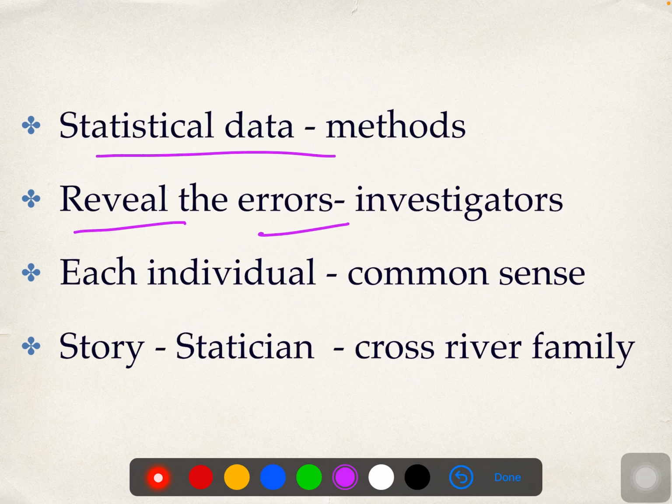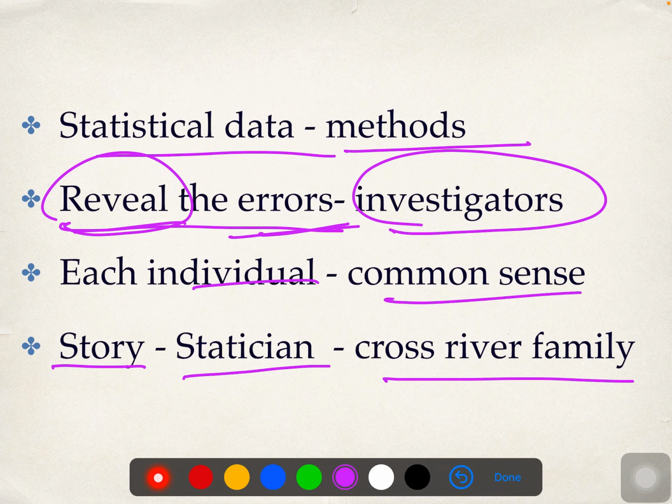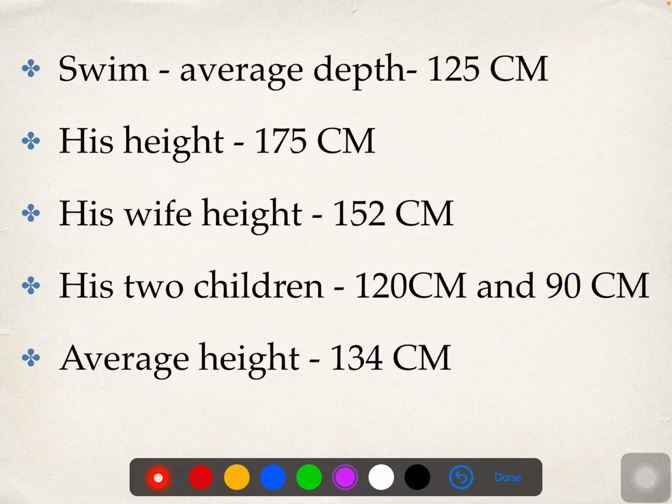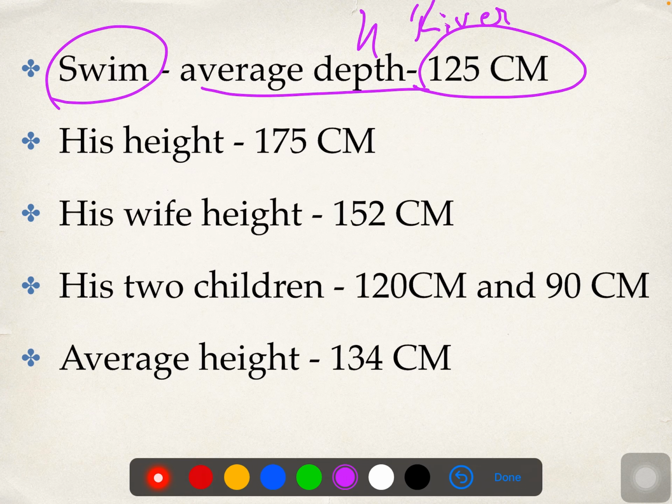This is the story of a statistician who wanted to cross a river with his family, but did not know how to swim. There were 4 people in the family: he, his wife, and his 2 kids. All 4 of them did not know how to swim. He knew the average depth of the river to be 125 centimeters. His own height is 175 centimeters.